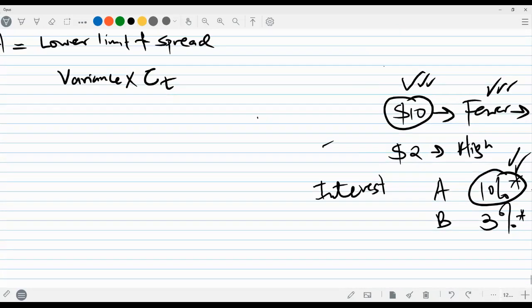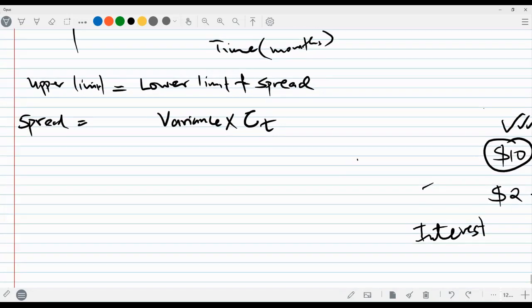Therefore, we have to reflect the same in our formula, inverse. So we divide by the interest. Those are the three variables that generally influence the spread.